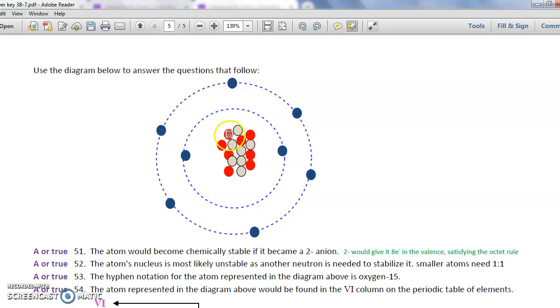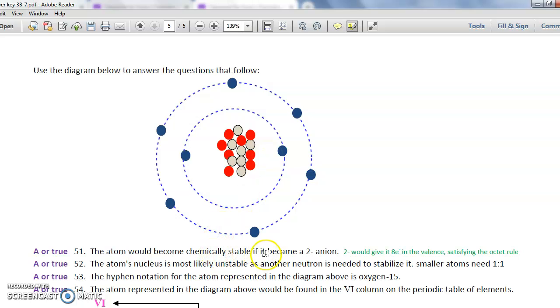Let's take a look at what's in the nucleus. There's 8 protons and 7 neutrons in the nucleus. There are 15 total particles in the nucleus. So the mass number of this thing is 15. There are 15 nucleons. The atomic number of this thing is 8. There are 8 protons. We also counted 8 electrons. So this atom is not charged.